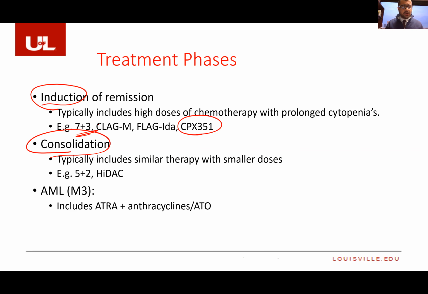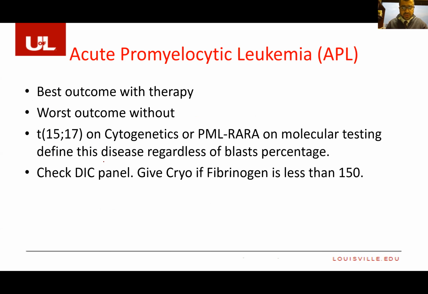And AML, or I'm sorry, it's supposed to be APML, or M3, acute promyelocytic leukemia. That's the disease that soon should not be called an acute myelocytic leukemia altogether, because it's completely treated differently. I'll cover this one very quickly since it's not the main point of my discussion today.